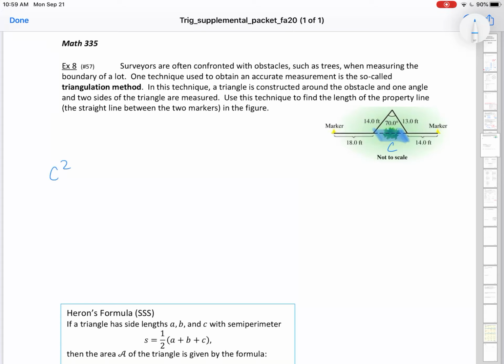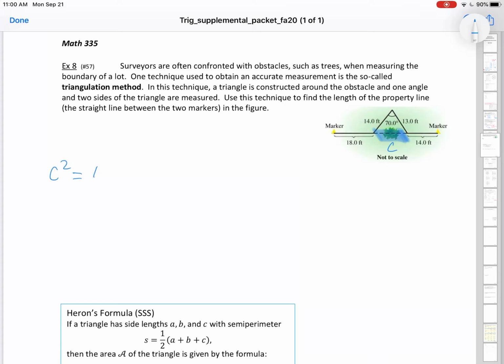Now I don't know an angle and the side opposite it, so I'm going to use the law of cosines. If I look at the angle that I know, 70 degrees, I don't know the side opposite it. I'm not able to figure out any of the other two angles because I don't have that much information. And so what's c squared going to be?